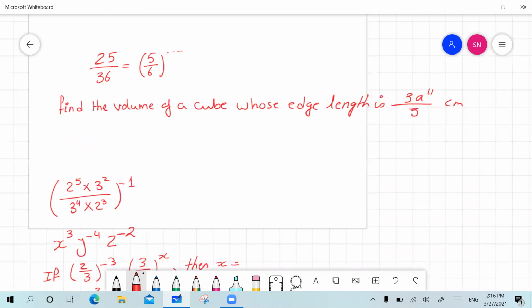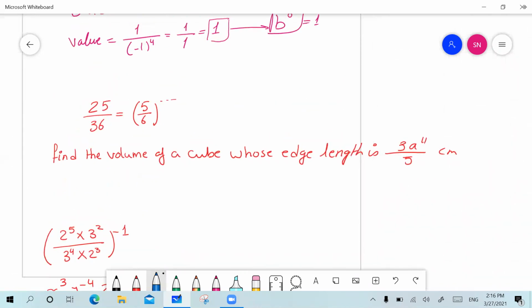Let's begin with the first one. 25/36 is equal to 5/6 raised to the power of what? Who's going to answer this question? Please raise your hand. Ali. 2.